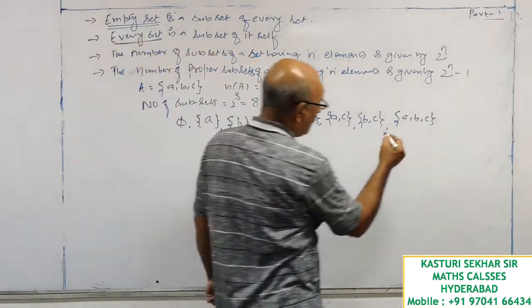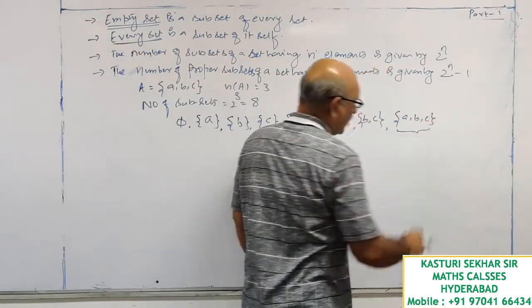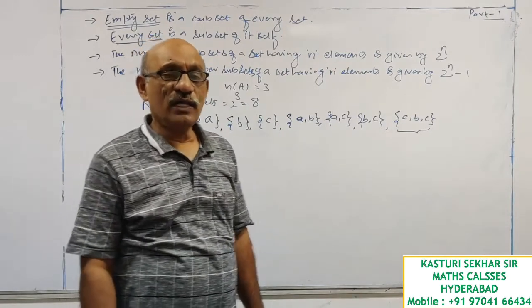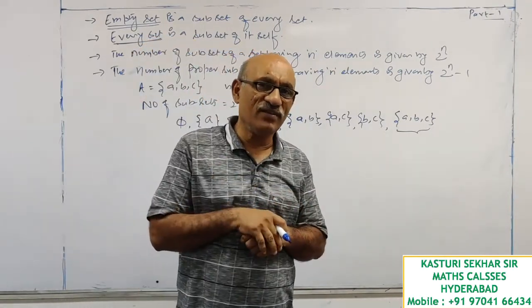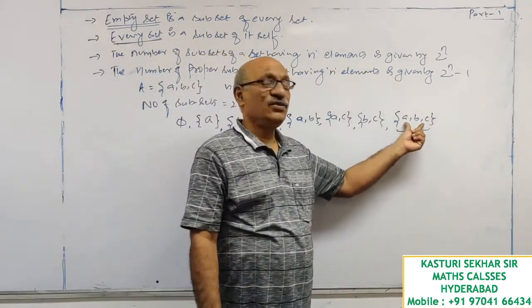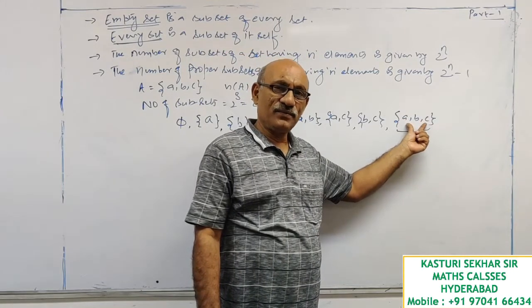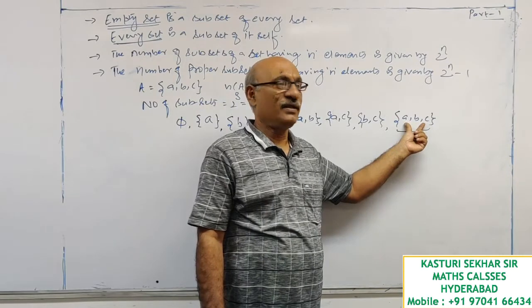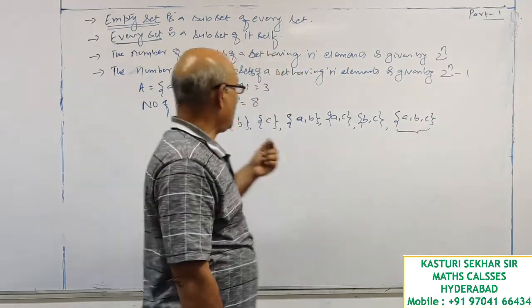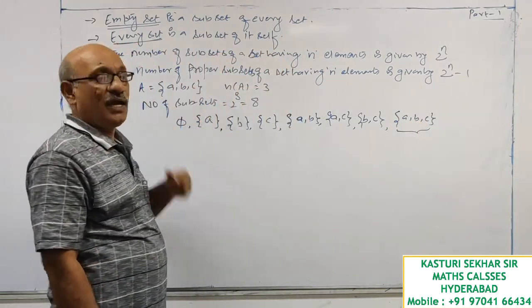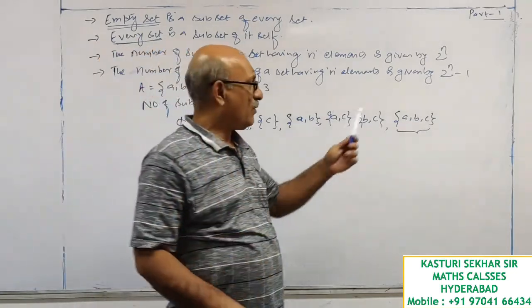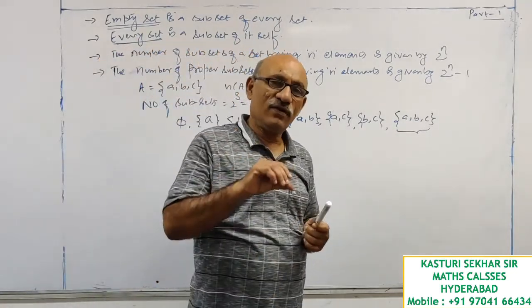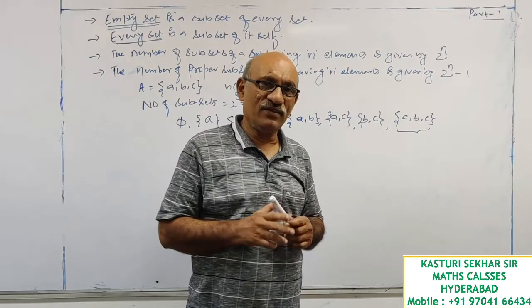Now look at this here. When all the elements are selected from the given set, how are you writing this? A, comma, B, comma, C. These are the 3 elements this subset is having. But the given set is also having 3 elements A, B, C. It means the given set you have written one more time here. Therefore, every set is a subset of itself.